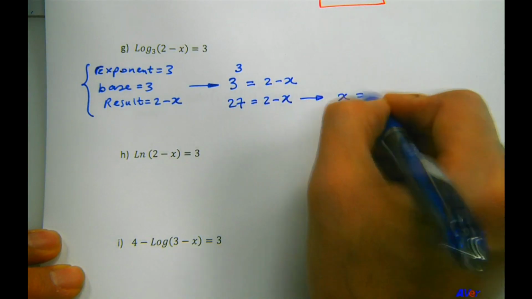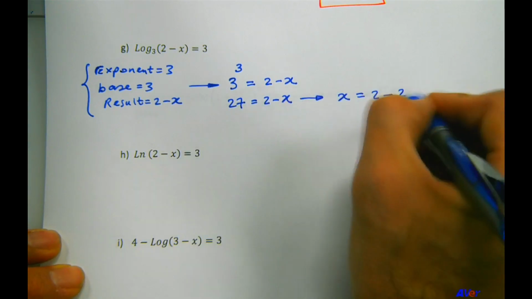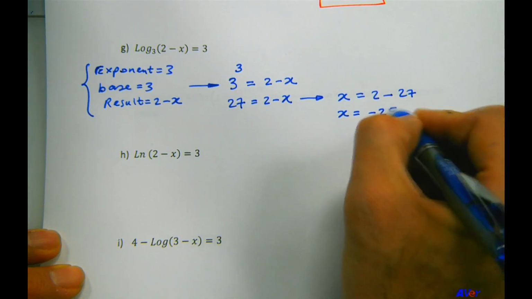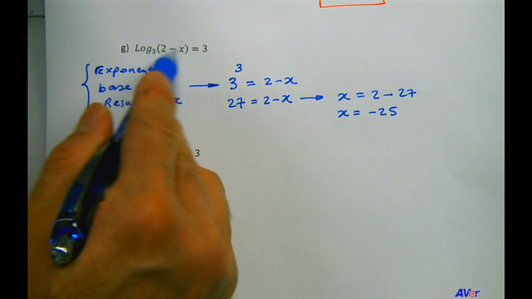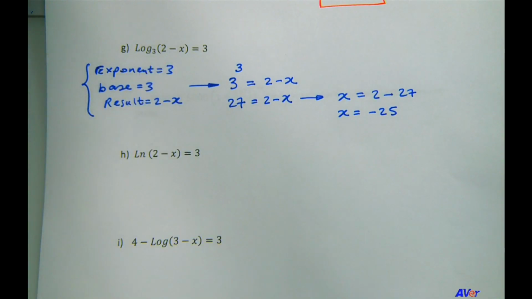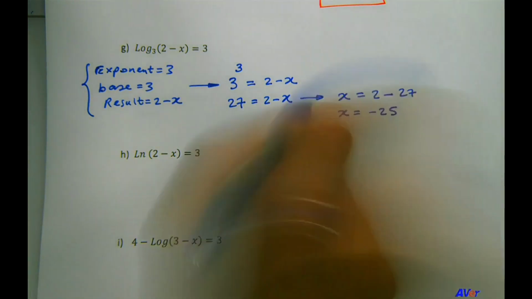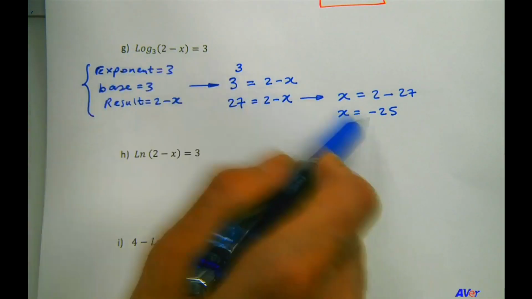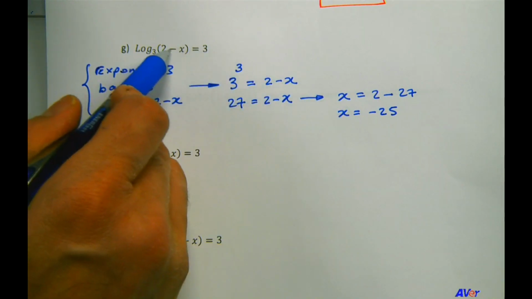So we have x equals 2 minus 27. So x equals minus 25. We need to check this back to make sure that we don't end up with a negative number inside the parentheses, because remember, the log of a negative number does not exist. So as soon as you see your answer, before you box it, before you say, hey, this is my final answer, check it back. 2 minus minus 25 will make that minus positive 25, plus 2, positive 27.